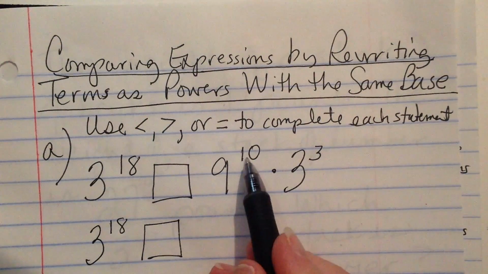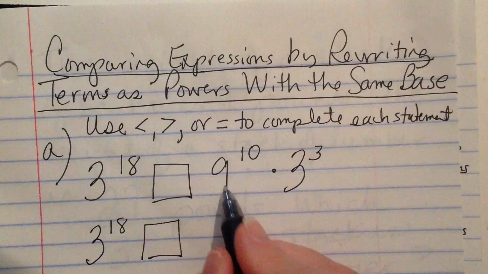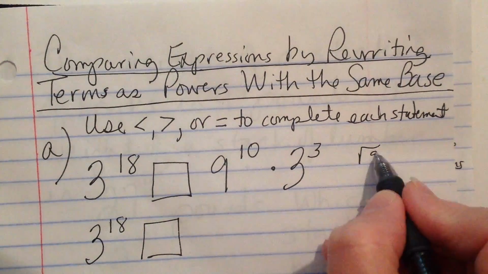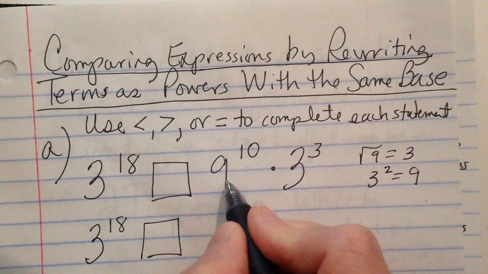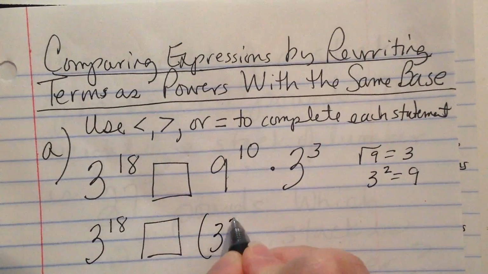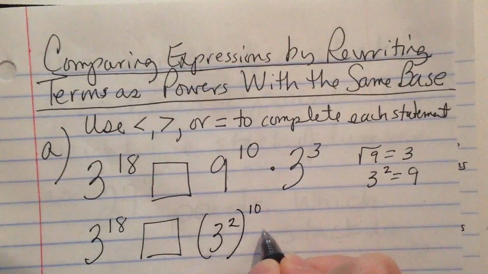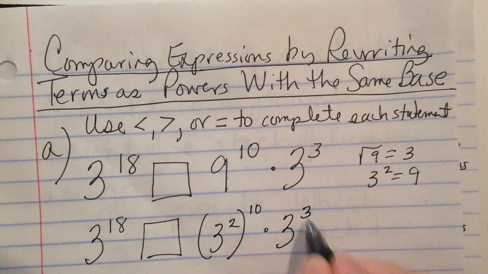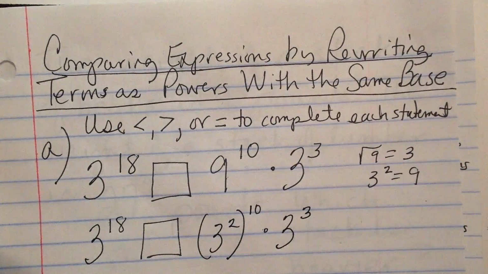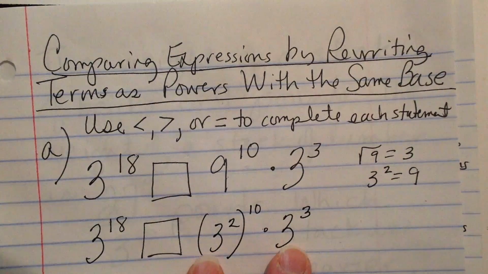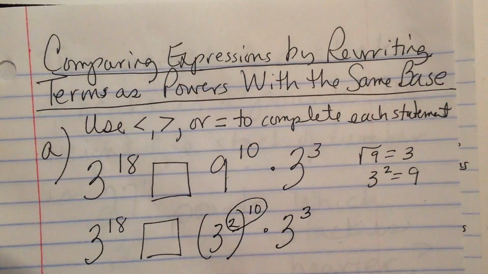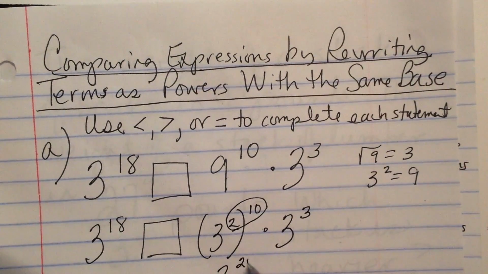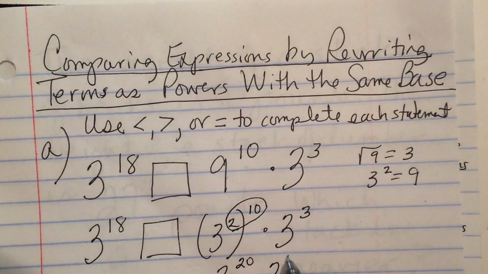9 to the 10th, I can rewrite 9 because the square root of 9 is 3, and 3 squared is 9. I can write 9 as 3 squared raised to the 10th times 3 cubed. You're trying to write them from the same base. When one exponent's inside and one exponent's outside, we multiply. We get 3 to the 20th times 3 to the 3rd.